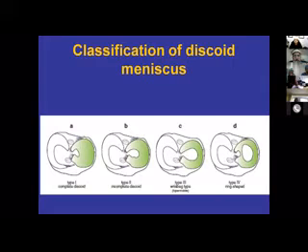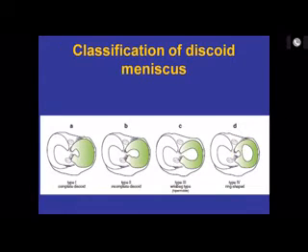Discoid meniscus, very rare to see them, but you see them. Maybe in the last 15, 20 years, I have operated maybe 7 or 8 up till now, discoid meniscus. So maybe 1 in 2 years, we get to see them and operate on them. That's the classification. It can be a full discoid, half discoid, a quarter discoid.